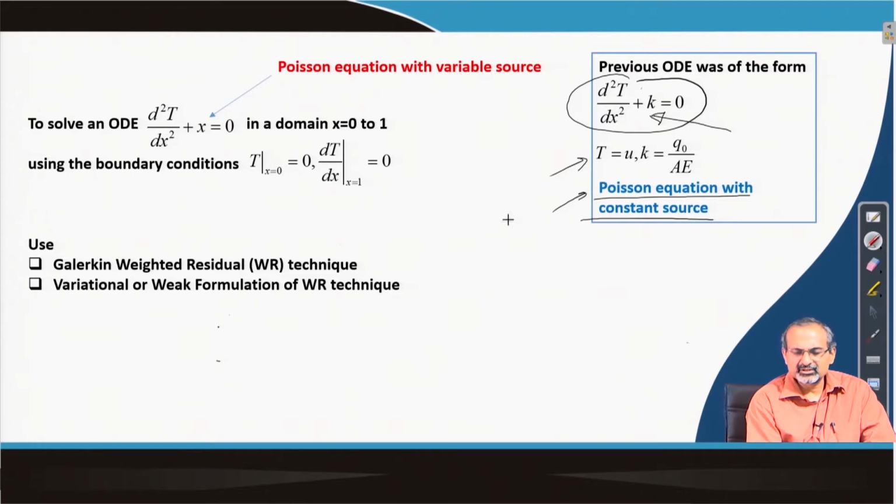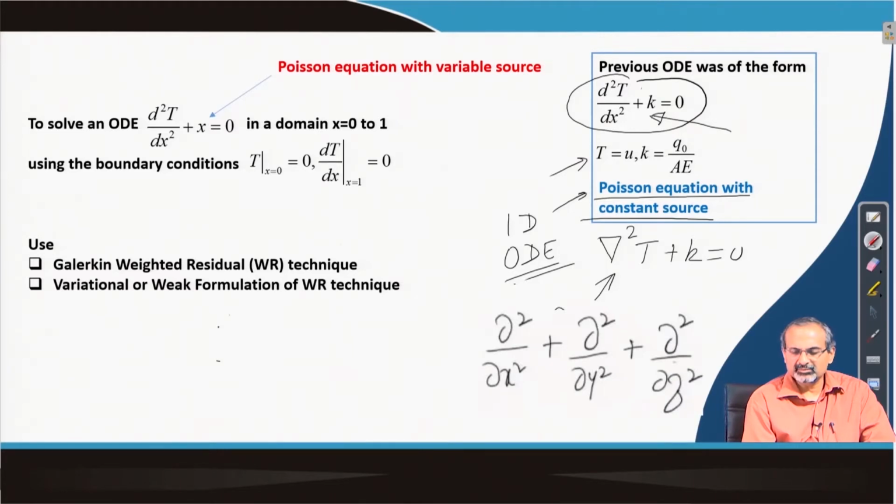However, here because you are doing it in one dimensional space, it reduces to an ordinary differential equation, whereas as you remember that Poisson equation actually has an operator which looks more like this, where you have the Laplacian operator which comprises of partial derivatives like this. So, here because we are talking about a one dimensional problem, therefore, it has essentially reduced to an ODE, but it is analogous to the Poisson equation with constant source.